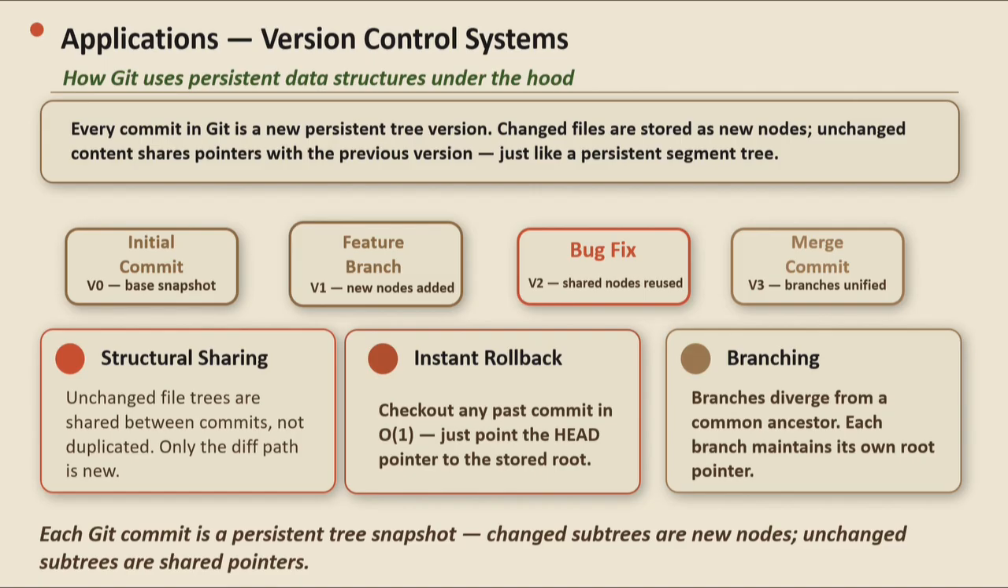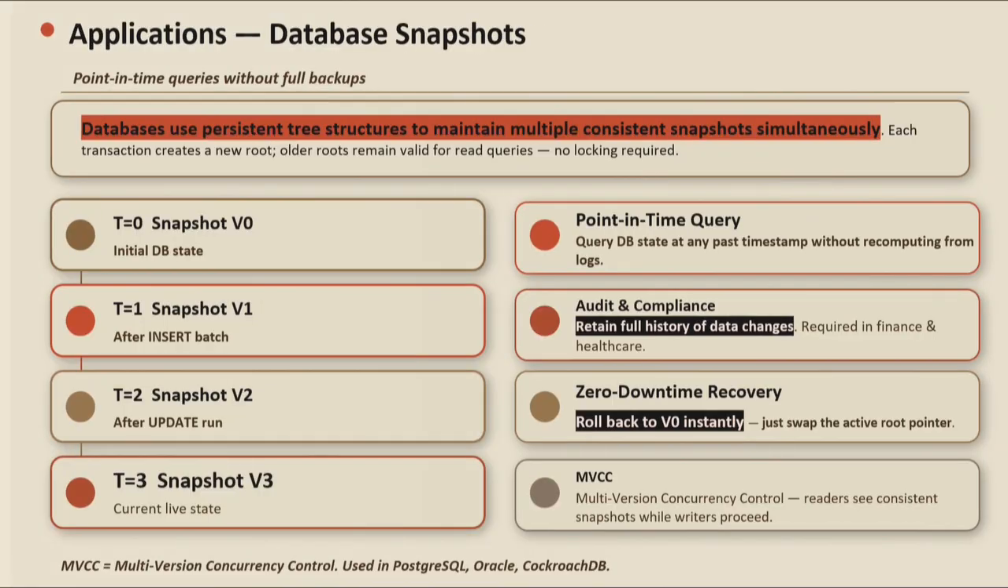Let's start with something we all use every day: Git. Every time you make a commit in Git, it doesn't copy the entire project. Instead, it creates a new persistent tree version. Only the files that change become new nodes, while unchanged files simply share pointers with the previous version. This is exactly how a persistent segment tree works. That's how Git supports instant rollbacks, branching, and structural sharing, all in constant or logarithmic time, without duplicating your entire codebase.